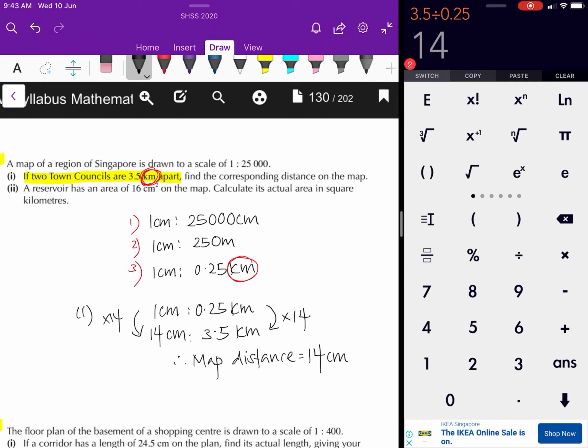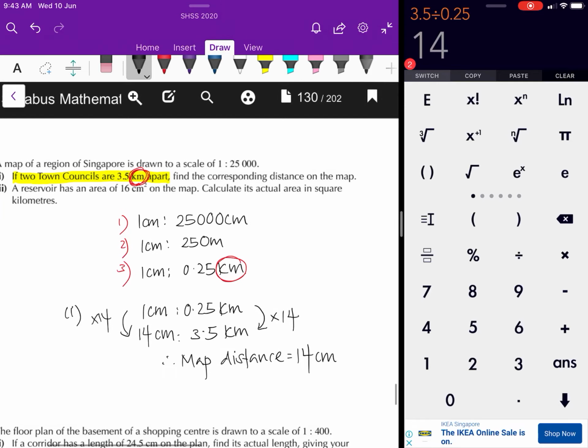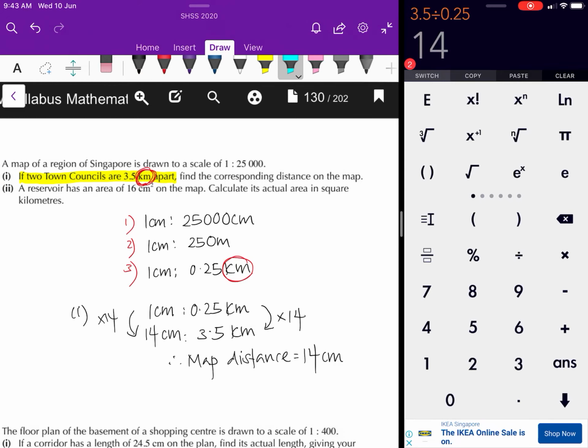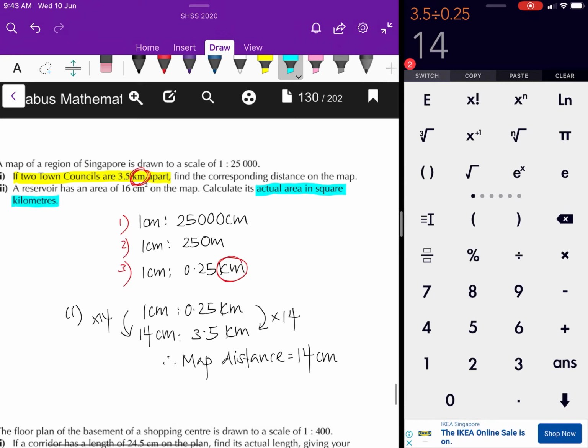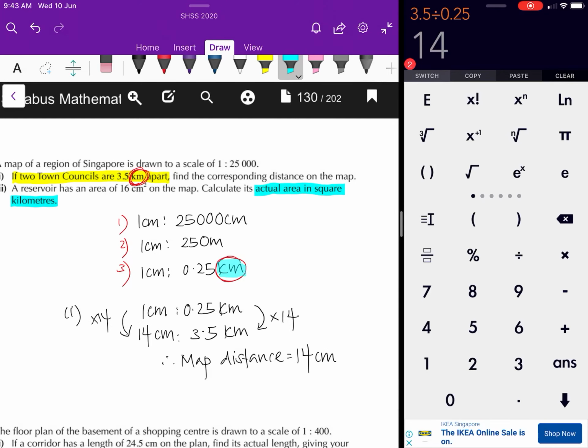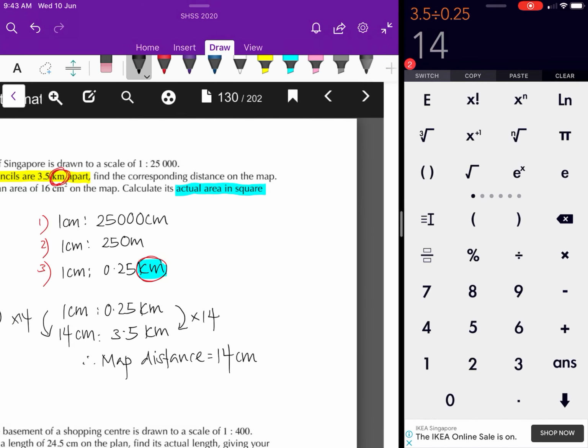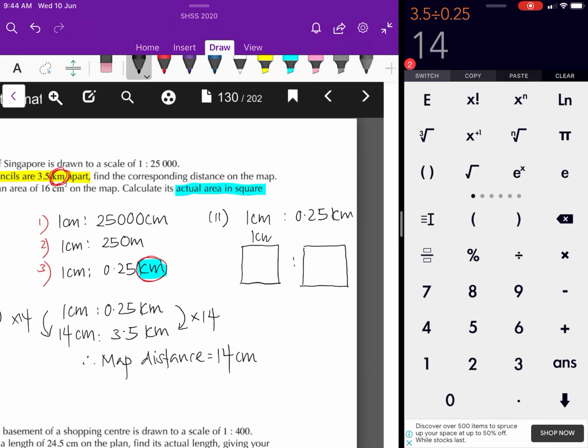Part 2. If a reservoir has an area of 16 cm square on the map, calculate its actual area in square kilometers. Again, it's asking for square kilometers. So do we use 1, 2 or 3? We use 3 because this is the only one that is able to give me square kilometers. So I use 1 cm is to 0.25 km. To find the area, draw a square. 1 cm by 1 cm, 0.25 km by 0.25 km.